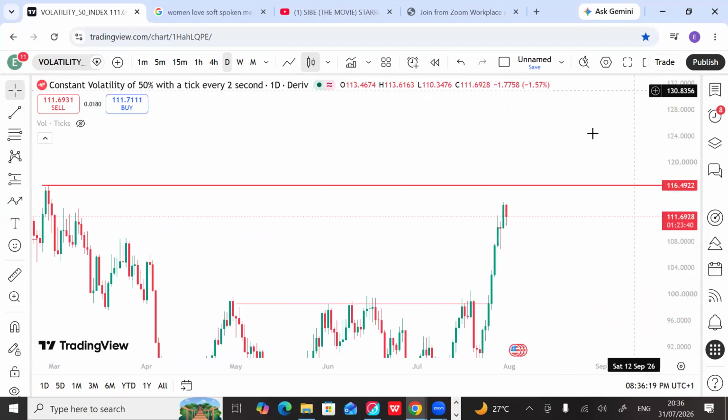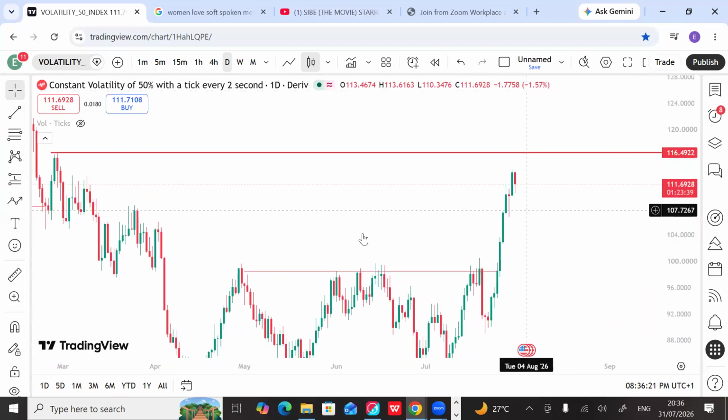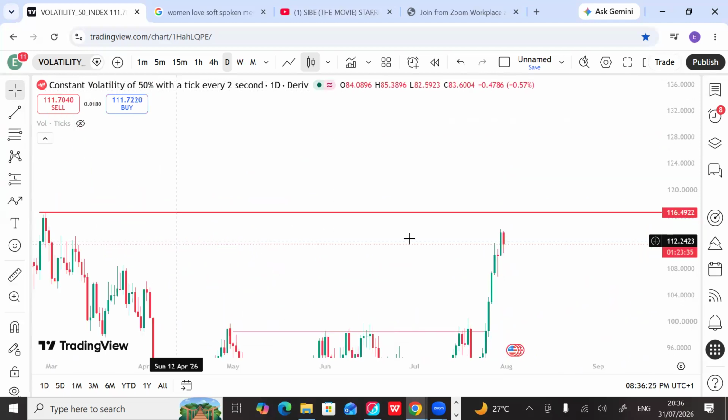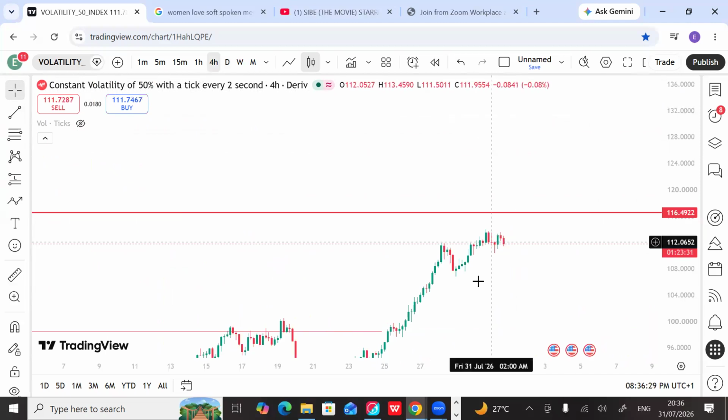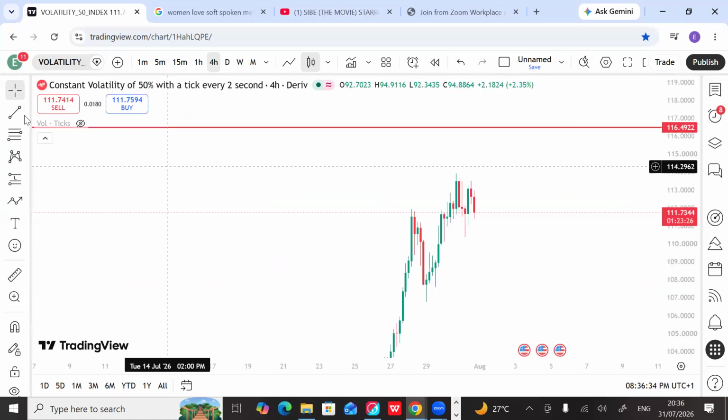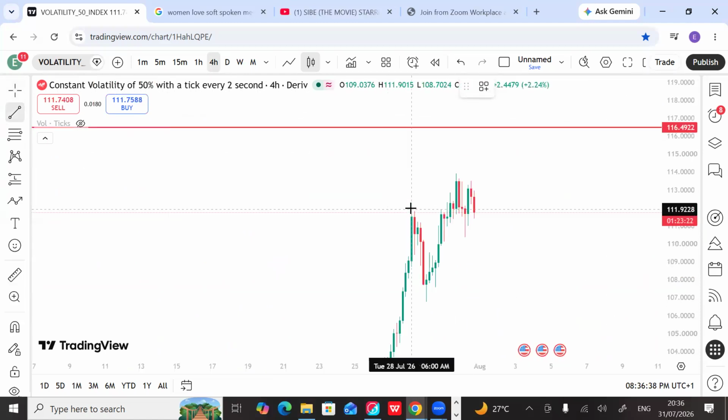Let me take this out. So for my 1 day, this is what price is doing. So I'll go to the 4-hour time frame now. Let's see if we have any form of break of structure or anything relating to that. Do we have? Sure, definitely we do. We have one right here.